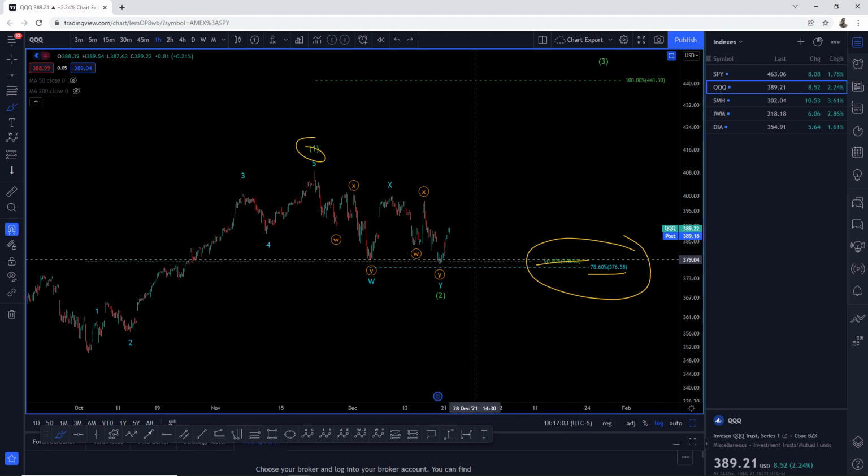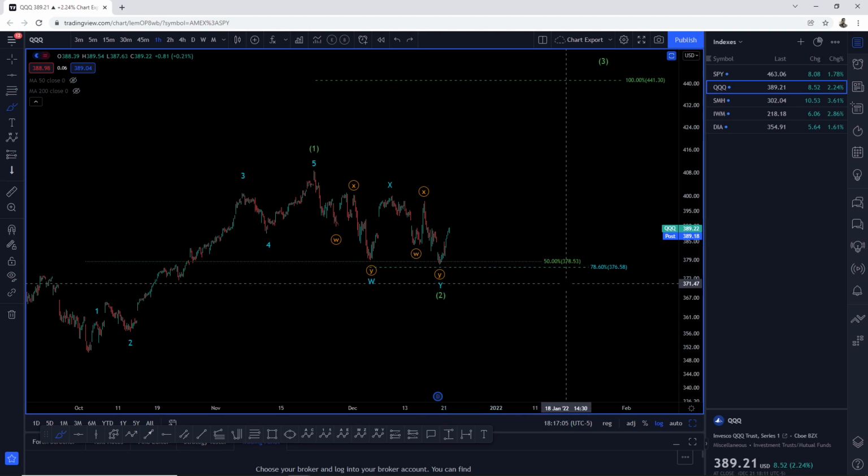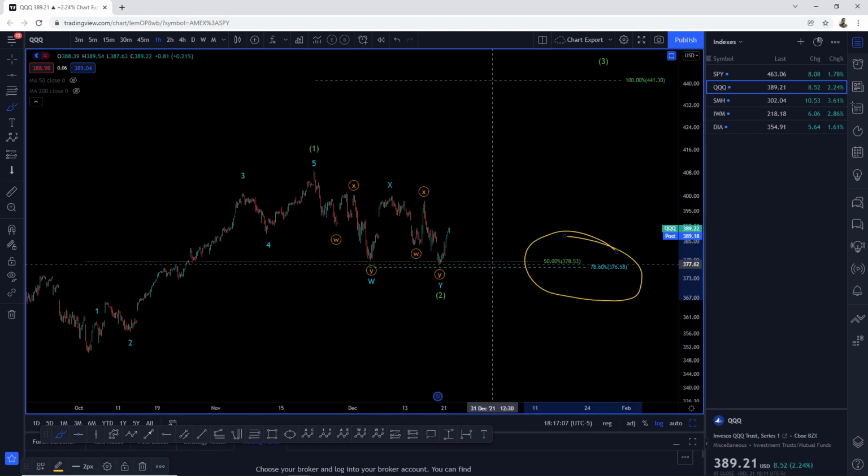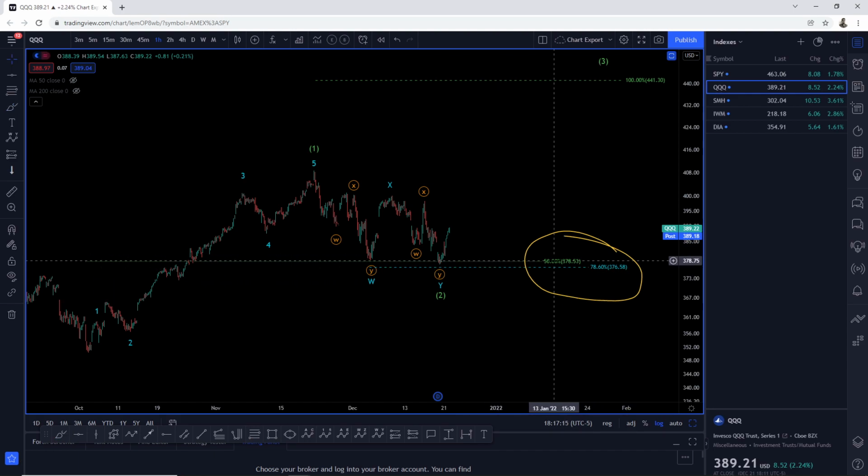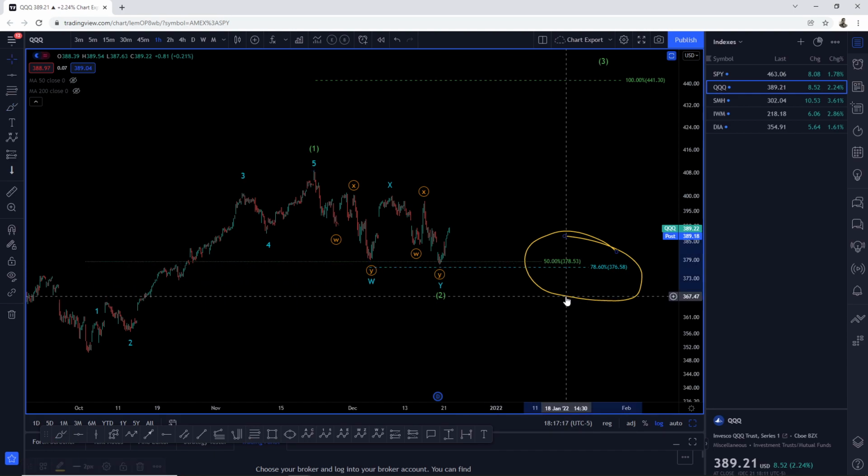Okay, this all is indicating that we have a clear clustering of support between two wave structures, right? The higher degree and the smaller degree. Okay, and that is a pretty good indication. The 78.6 and the 50%, as you can clearly see there.